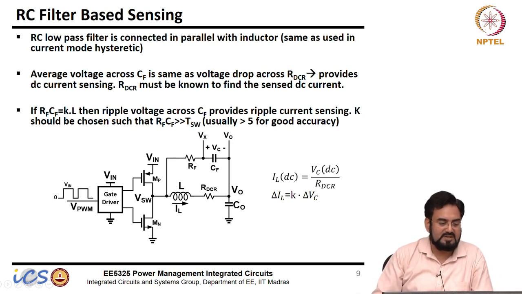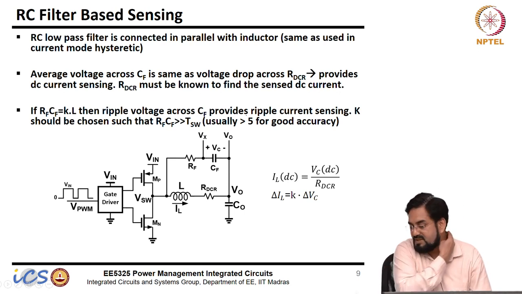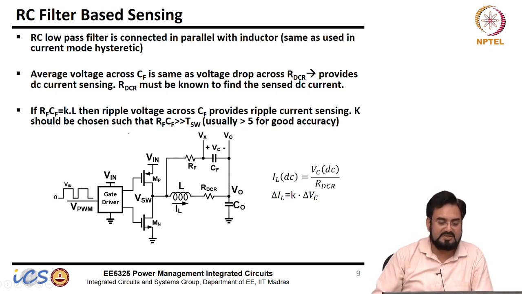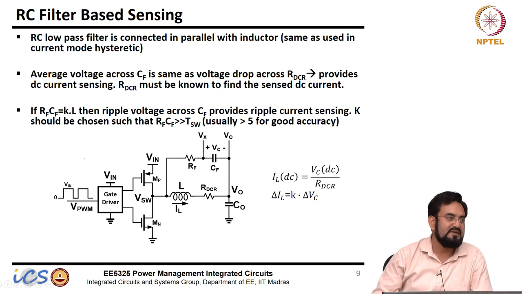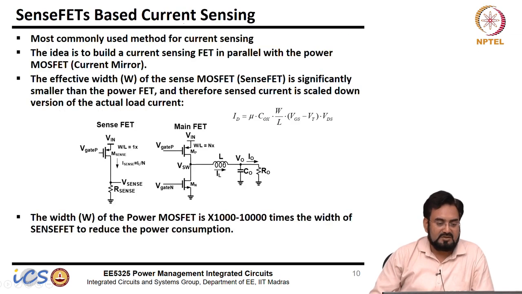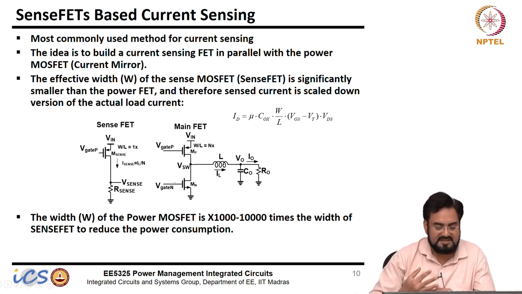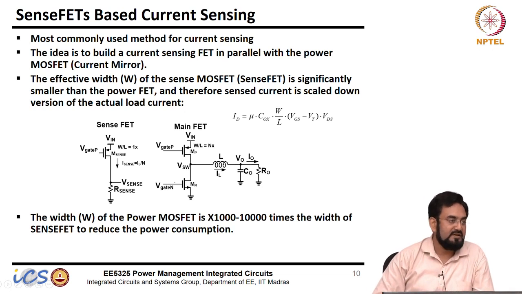Okay. So, if you choose RF CF equal to K times L, then ripple voltage across CF provides the ripple current sensing, and K should be chosen such that RF CF is much larger than TSW, because we are looking for a triangular waveform, not exponential. Okay. We do not want to have any non-linearity, because we are replicating the inductor current into the ripple voltage here. So, this is sense FET based current sensing, and this is most commonly used if you require very good efficiency and very high accuracy.